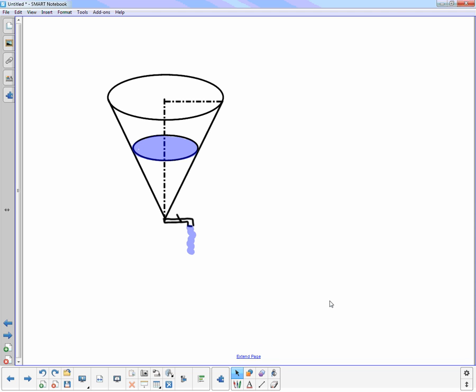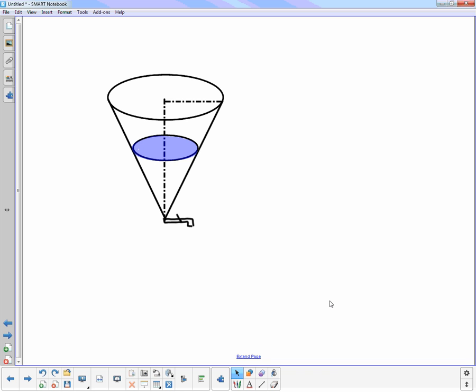Water runs into a conical tank at a rate of 9 cubic feet per minute. The tank stands point down, like the picture, and has a height of 10 feet and a base radius of 5 feet. How fast is the water level rising when the water is 6 feet deep?